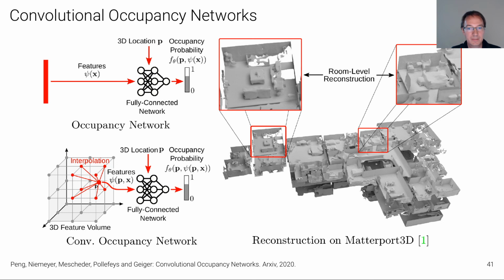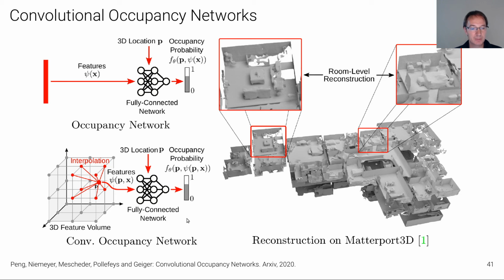Another thing we recently did is looking into the 3D representation itself. One fundamental limiting factor of these occupancy networks is that we use a very simple, fully connected residual network that takes a global shape, global image encoding, and then produces an occupancy probability for each of the 3D locations. So this is limited because this fully connected network is not expressive enough to handle scenes of that size here. This is an example from the Matterport dataset that contains many rooms of a building.